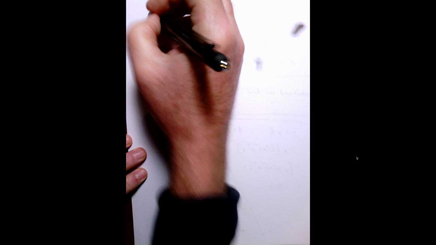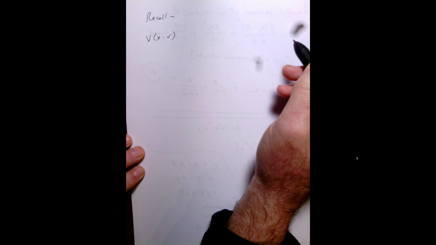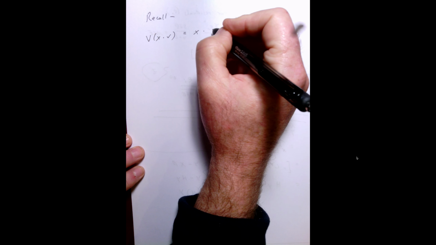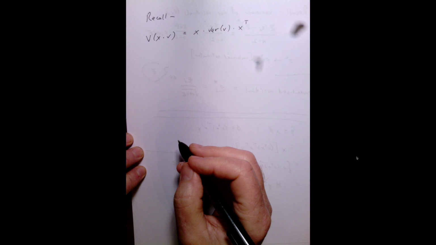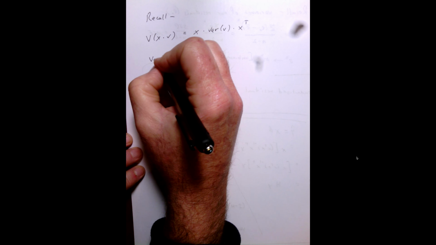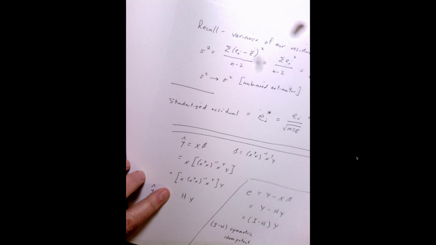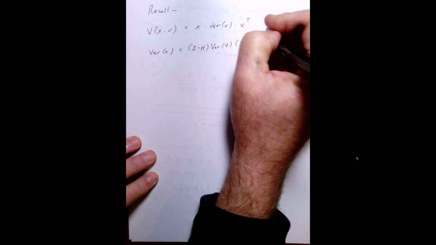I want you to recall that, and this is something that I showed in an earlier video, that if we have the variance of x times some column vector v, we can rewrite this using a property as x times the variance of the column vector v times x transpose. So we can rewrite, therefore, the variance of E as I minus h times the variance of y times I minus h transpose, since y is a column vector.